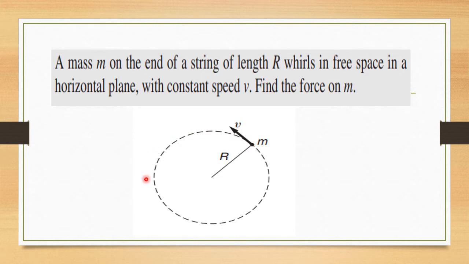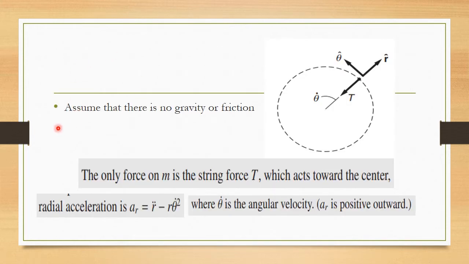So we are rotating a mass m by keeping the force here. The length of the string is R. The mass of the body is m. It is moving with a constant speed v. So this is a case of uniform circular motion along a horizontal plane. Now here we are assuming that no gravity or friction exists. So this is a case of polar motion or planar motion.